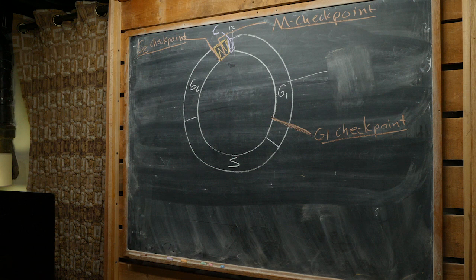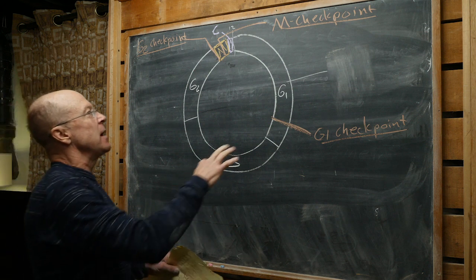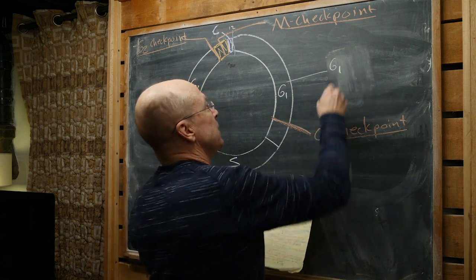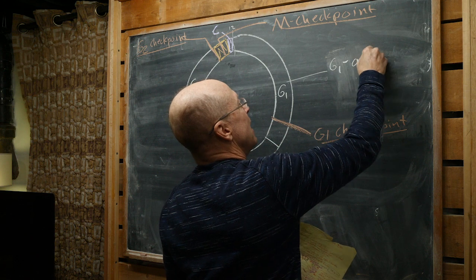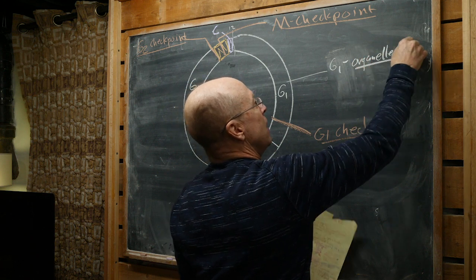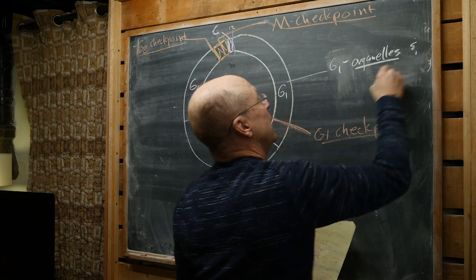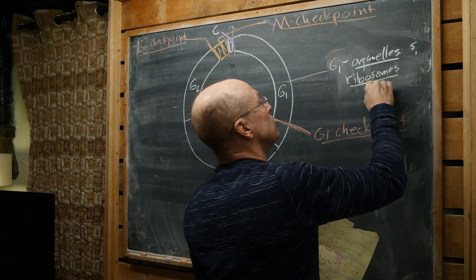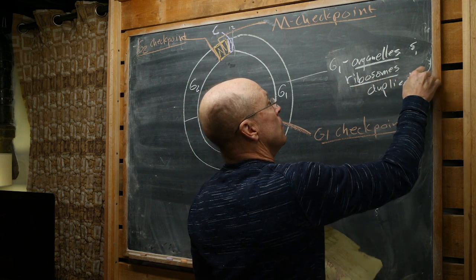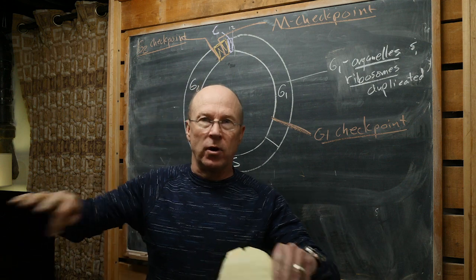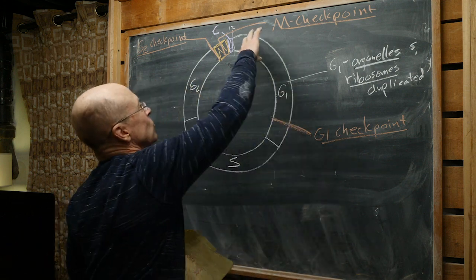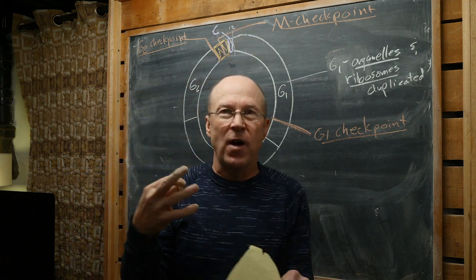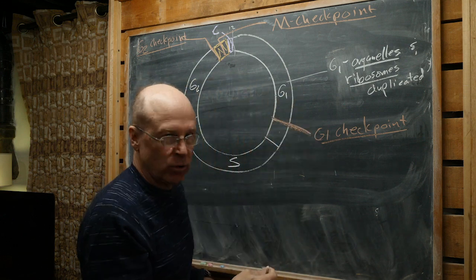That is our overall view of the process. So let's identify some of these things. G1 is something that we could basically describe as organelles and ribosomes being duplicated. So the whole cell is preparing for division. If this was a 12-hour cycle, this takes until about 4:30 or 5 p.m. This is 4 or 5 hours in duration on a 12-hour cycle.